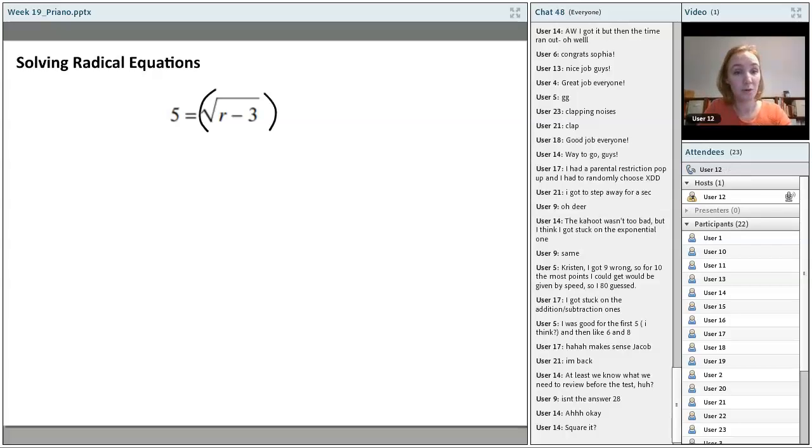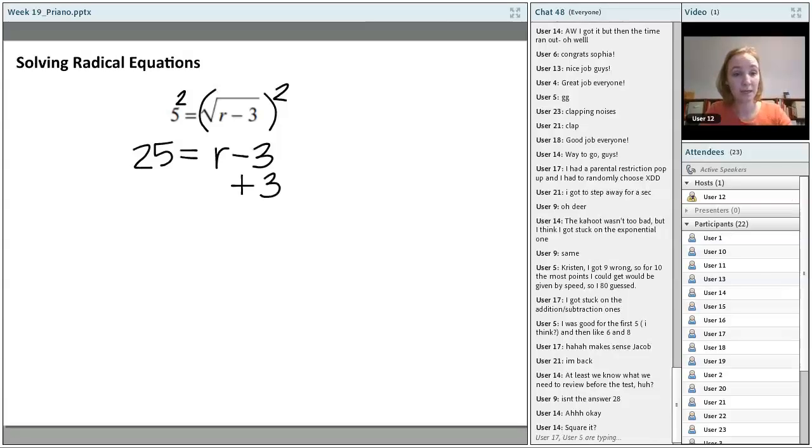So if we square a square root, that's going to eliminate it because they are inverses of one another. So if we square one side, we need to square the other side. So we're going to square both sides of the equation. 5 squared is 25. So 25 equals, and then R minus 3 is what we have left over.